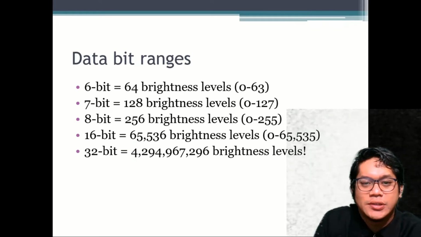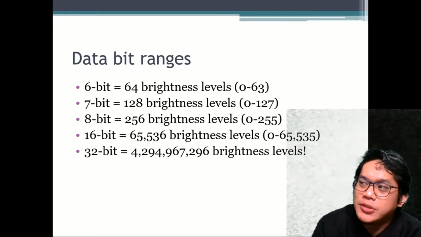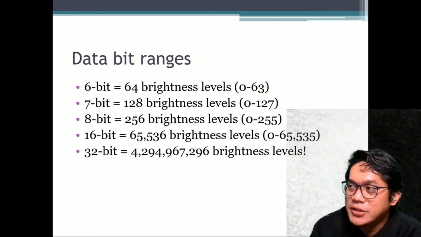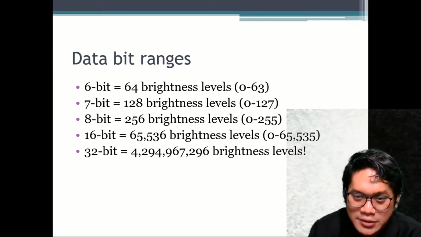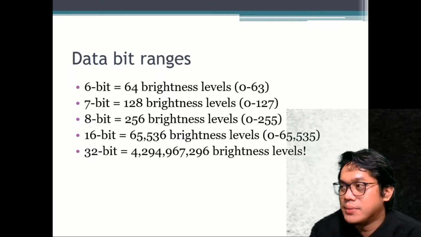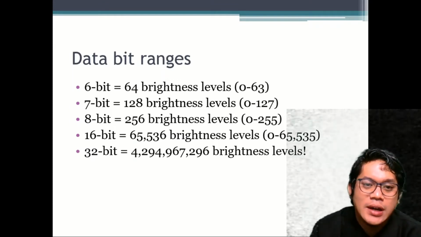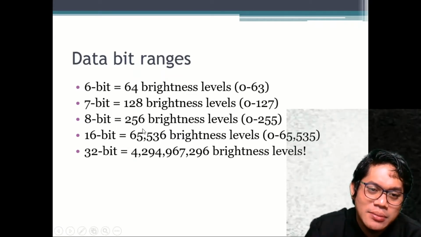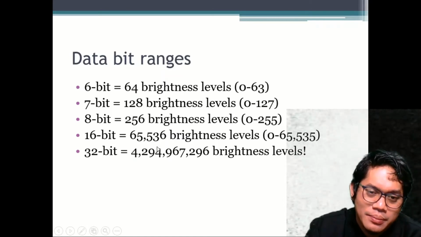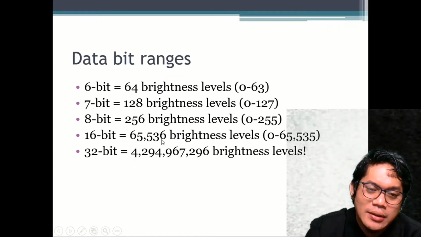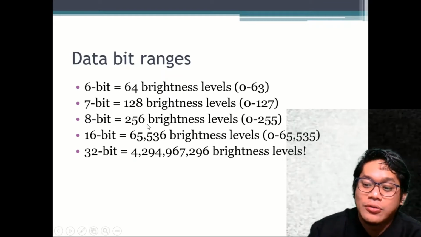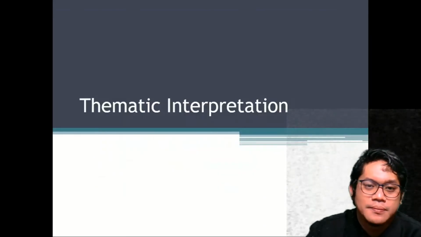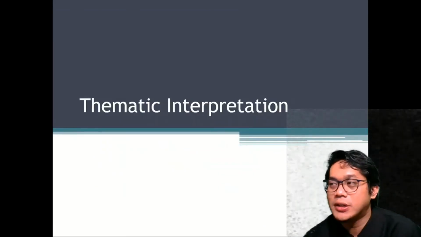So these are the ranges. A normal camera only uses 8-bit, but for remote sensing they use 12 bits up to 16 bits, and some of the hyperspectral data use 32 bits. So these are the variations, and you can see the difference between 8-bit and 16-bit. That's the difference, and it will also affect how good the data can be collected. Right? And now we look into the thematic interpretation.